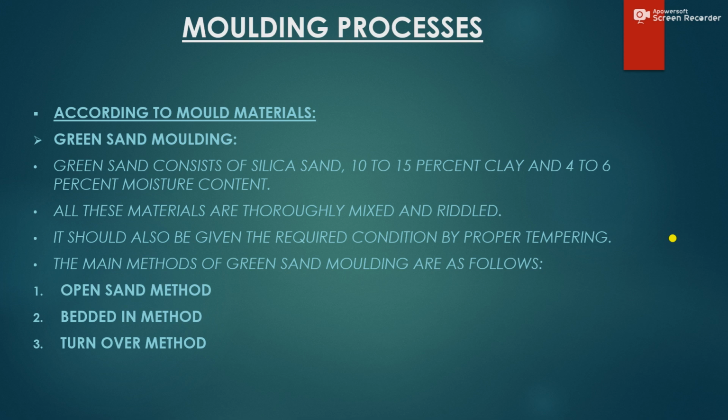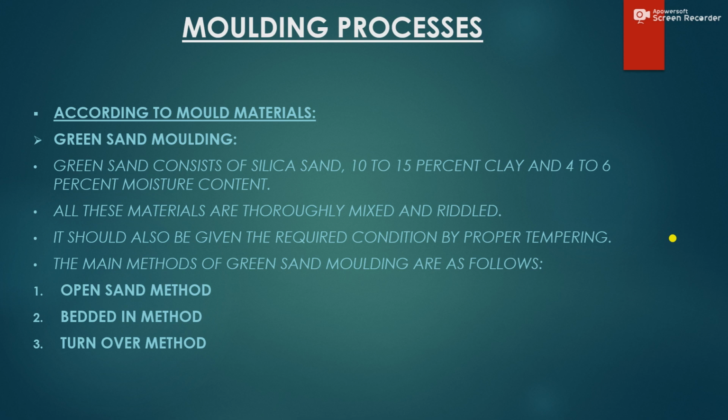Now, as you all know, there are different types of sands which can be used for preparing the mold. One of them is green sand. Green sand, in other words, you can also call it wet sand, because green sand is a sand which is really moist, which has moisture in it.